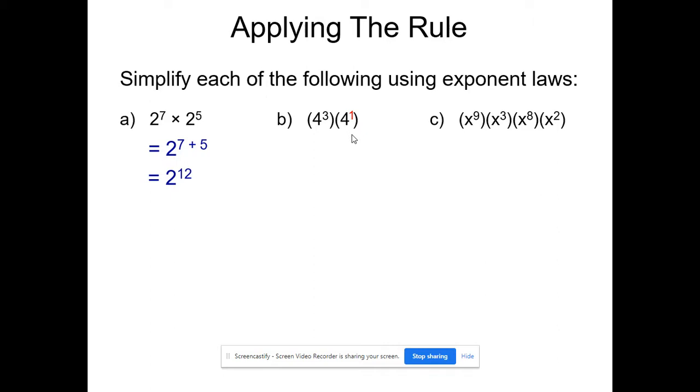So 4 to the 3 times 4 to the 1, they have the same base. We are multiplying. So I'm going to add those exponents together. 3 plus 1 is 4. So I get 4 to the power of 4.